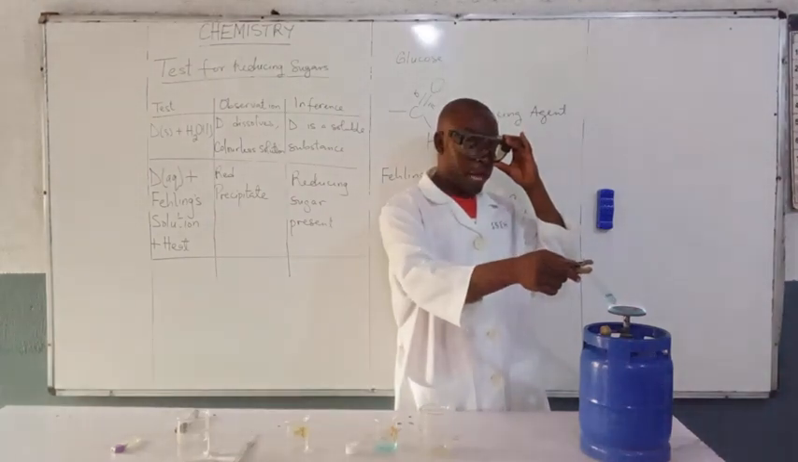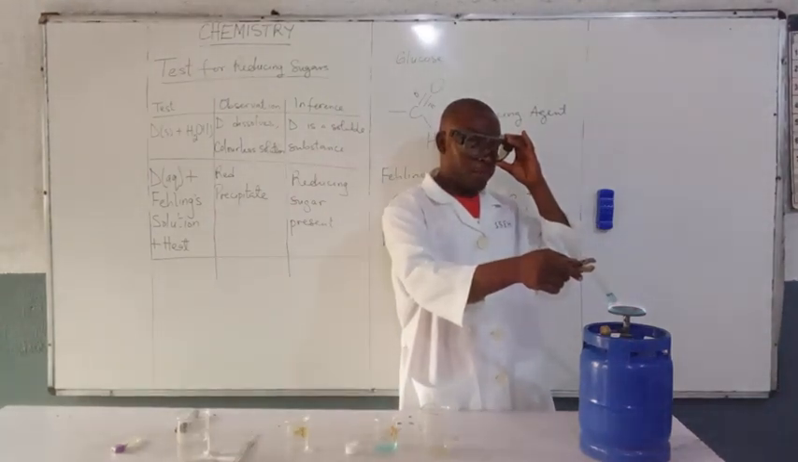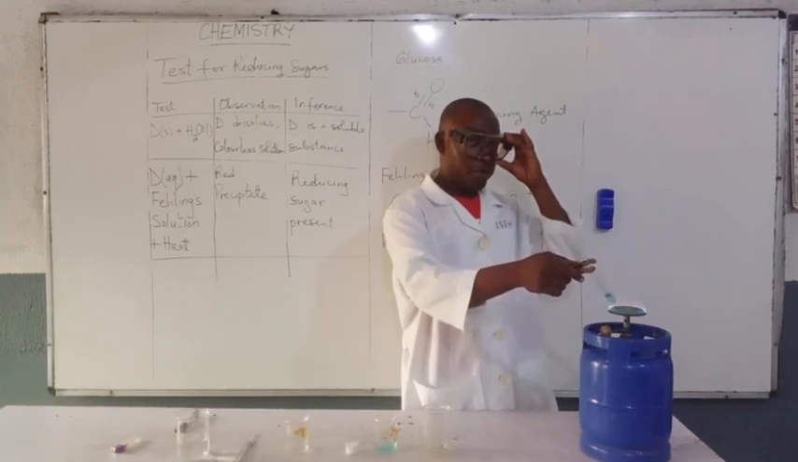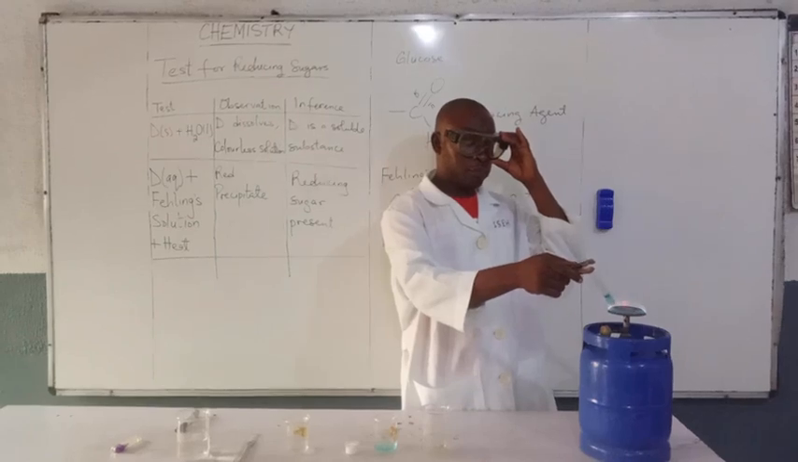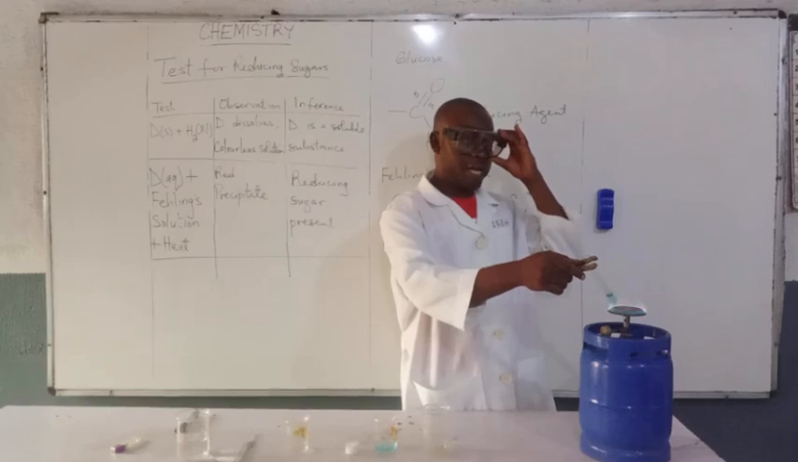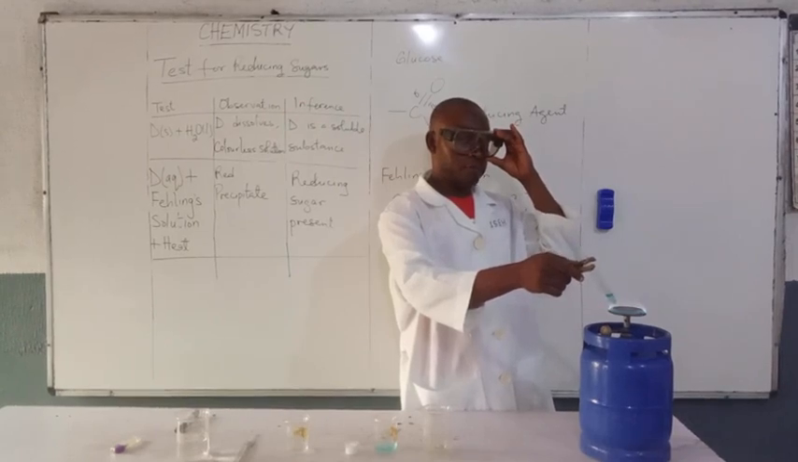Then you heat. As you bring it close to the Bunsen burner, you have to shake gently while you heat. While you heat, you observe. You're observing. Would there be any color change? Would there be any precipitate that will come up in the solution? Those are the things you are looking out for.